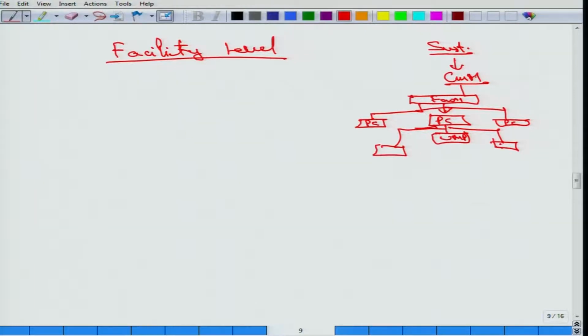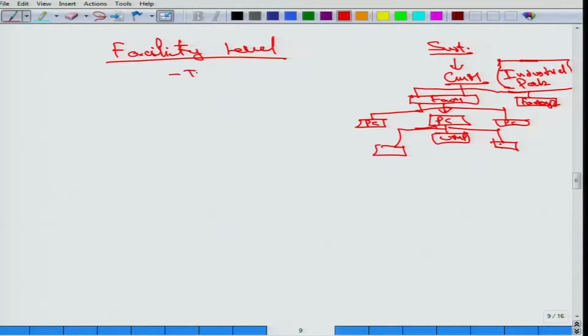If I say green manufacturing, I can even have an industrial park here. An industrial park has a number of factories, factory 1, factory 2, right. So, at facility level, what is my point of consideration here with respect to green?